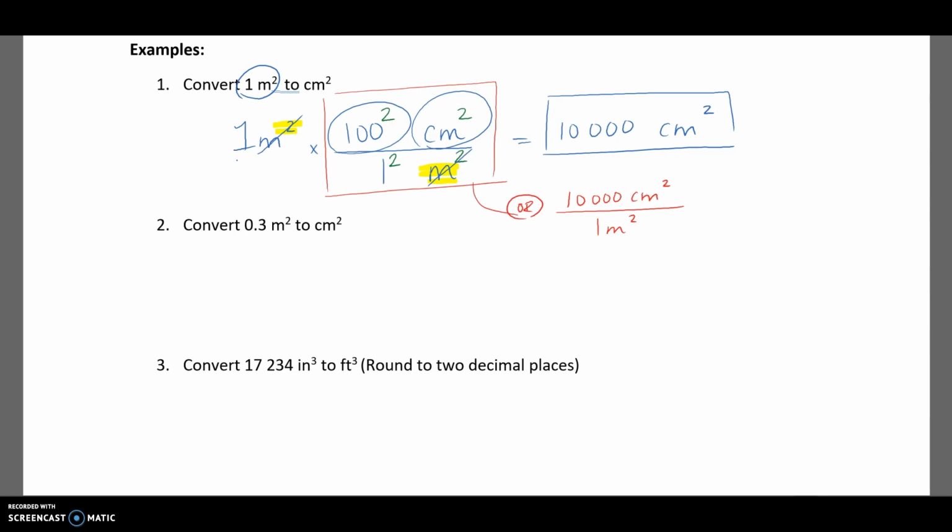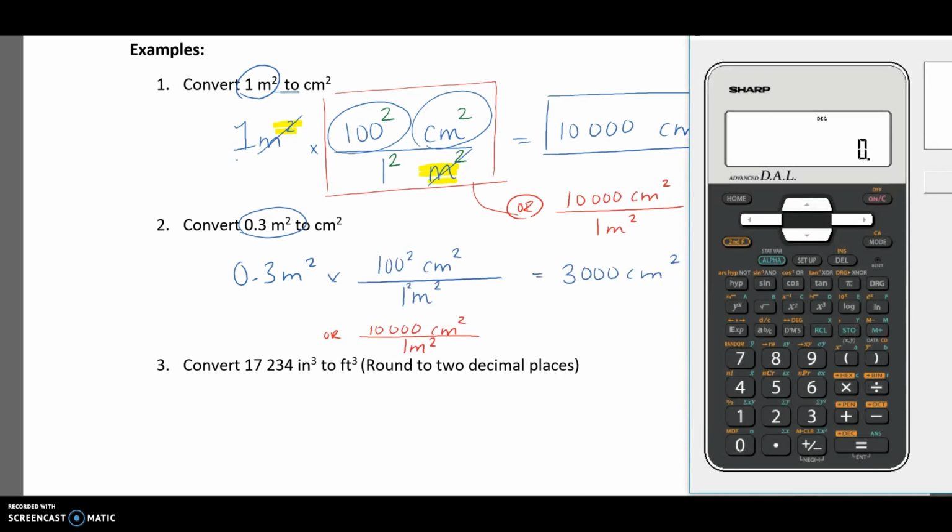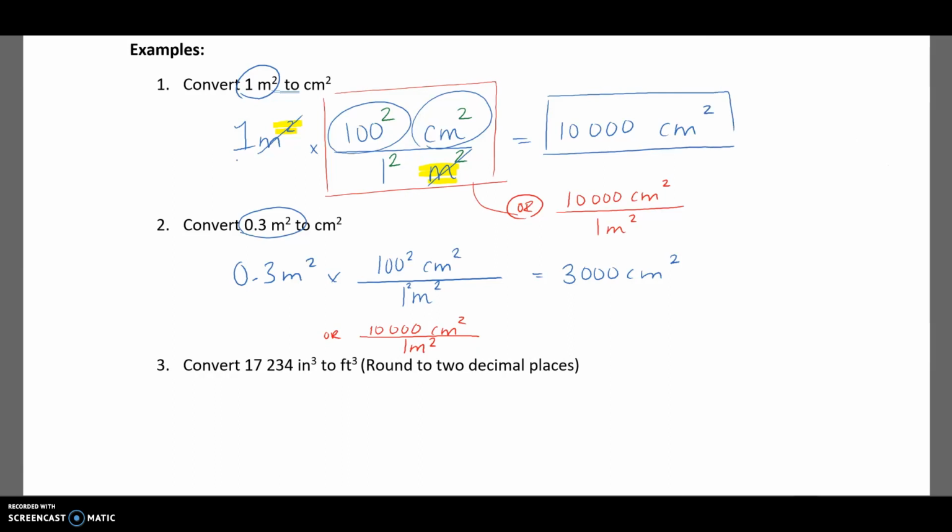Pause the video and work through the next example. You're using the same conversion factor with a different given amount. You're converting 0.3 square meters into square centimeters. So set up your unit conversion and practice with your calculator to see how you do. The answer is shown here for you, and I put the unit conversion written in both forms, and you can choose which one you like. Either way, you should have found that 0.3 square meters is equal to 3,000 square centimeters.